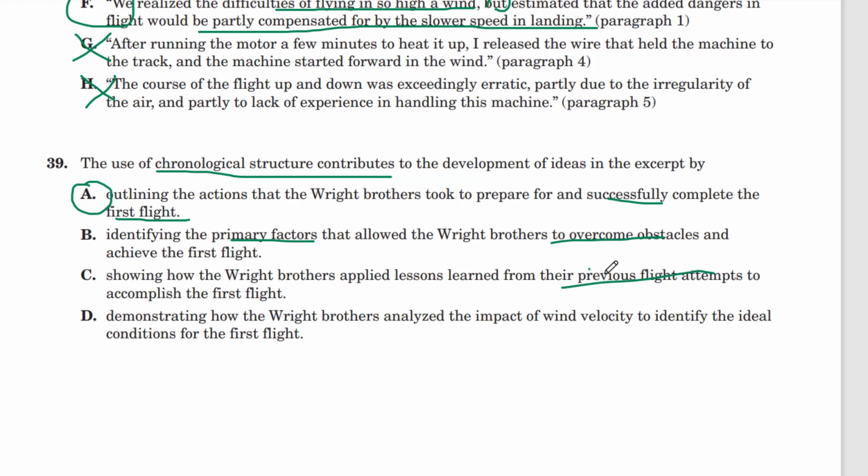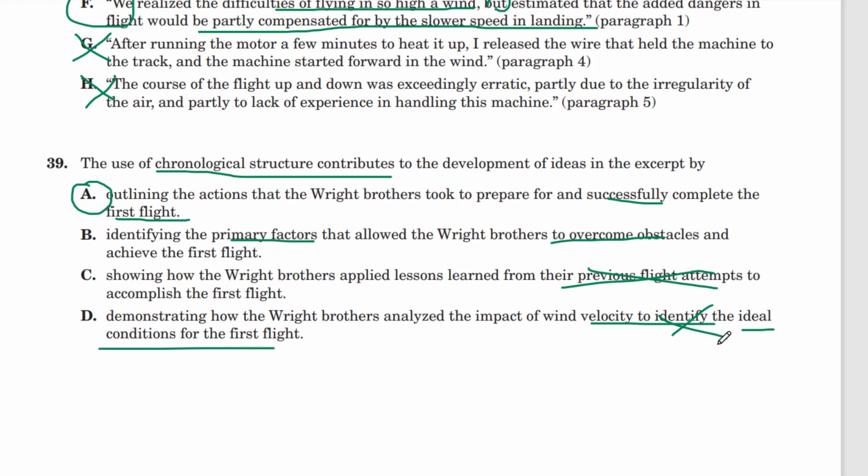C, showing how the Wright brothers applied lessons learned from their previous flight attempts. No, there's no mention of previous flight attempts in the passage. D, demonstrating how the Wright brothers analyzed the impact of wind velocity to identify the ideal conditions for the first flight. No, they didn't identify the ideal conditions for their first flight. They tried their first flight and made it in less than ideal conditions.